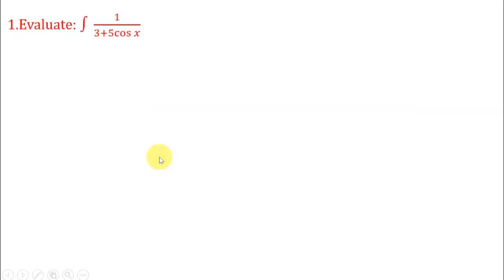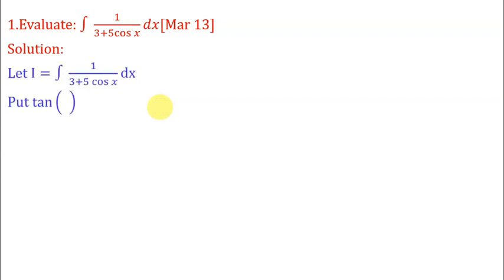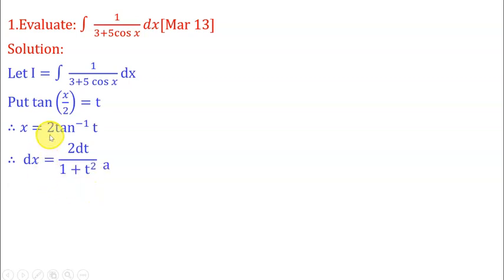Now first example: evaluate the integral of 1 upon 3 plus 5 cos x dx. This example was asked in the March 13 examination. To solve this type of example, take the substitution: put tan of x by 2 is equal to t. Therefore, x is equal to 2 times tan inverse of t. Its derivative is 2 times 1 upon 1 plus t square. Therefore, dx is equal to 2 dt upon 1 plus t square.